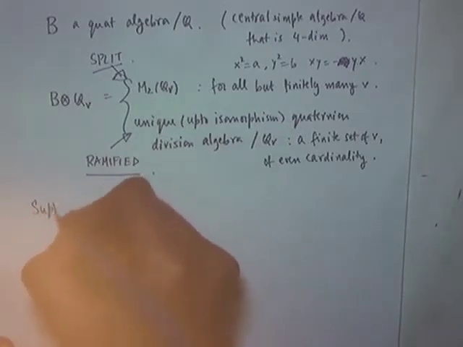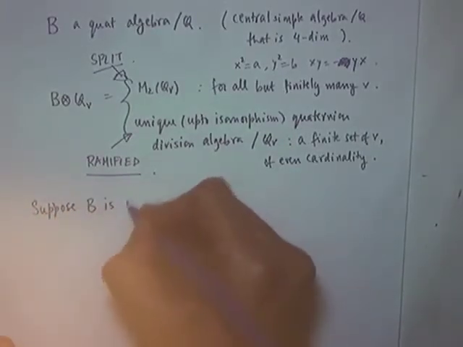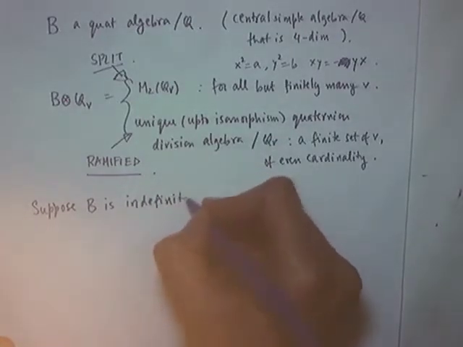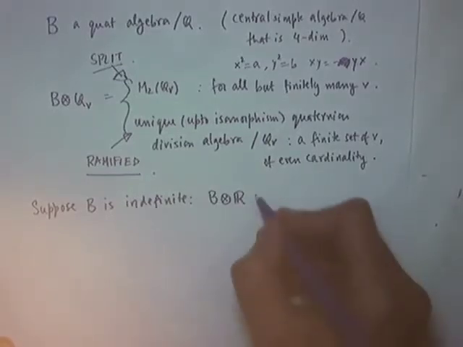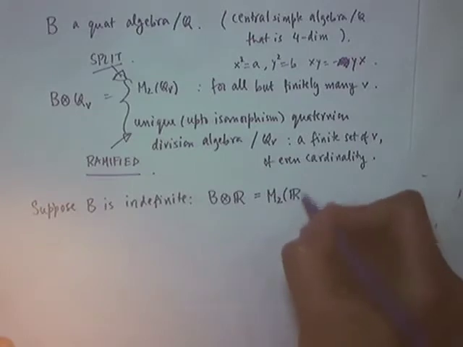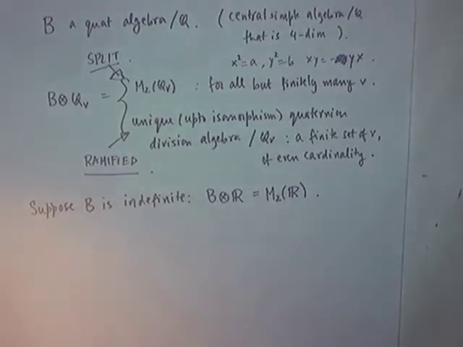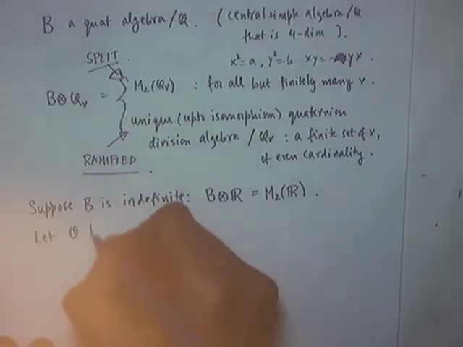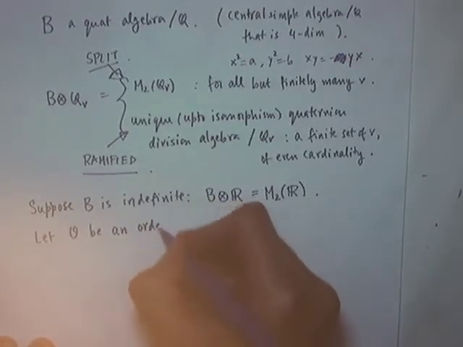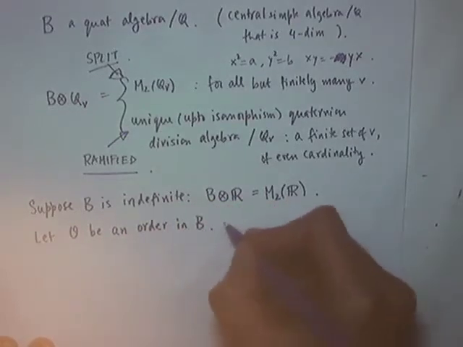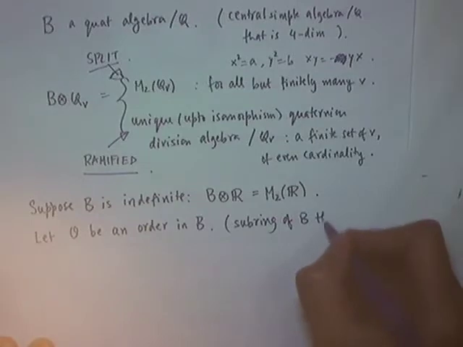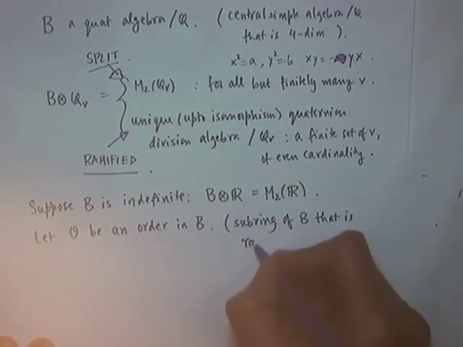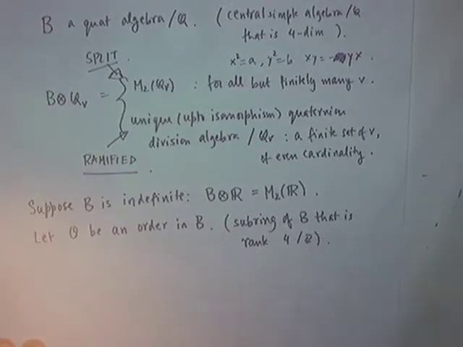Okay, so let's say that we had a quaternion algebra over Q which is indefinite. So suppose B is indefinite. What this means is, when you tensor B with R, you don't get the Hamilton quaternions, but instead you get the matrix algebra, M2 of R. All right, and now let's take an order, so let O be an order in B. An order is just a subring of B that is rank 4 as a Z module. I'll give an example in a second.